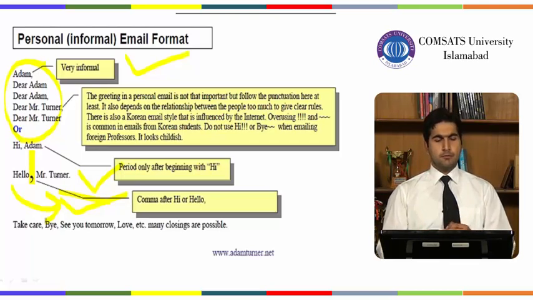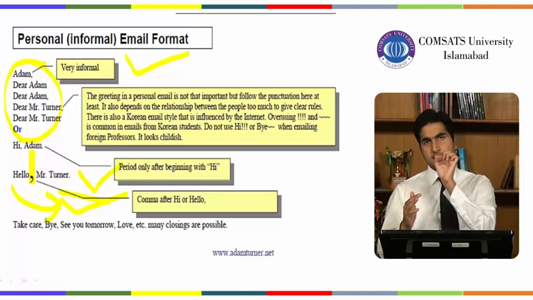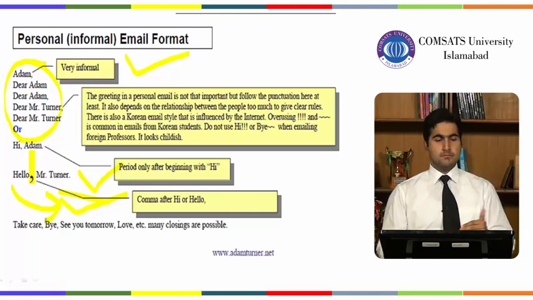Just to give you a quick review, for hi and hello, you have to place a comma. Then you're going to write the name and then place a full stop. Making it more informal, of course, you can just write the name, or to make it a bit more courteous, you can place the word dear before the name. That is how you can write an informal email.